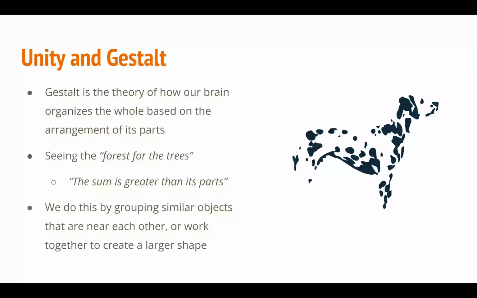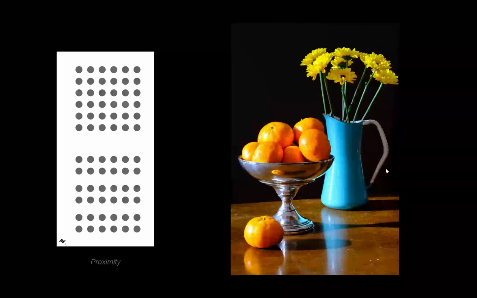So on that note, we have this concept of Gestalt. Gestalt is this theory that our brain, again, is organizing an image into simpler pieces. This is where you would say the sum is greater than the parts, or how you see the forest instead of the individual trees. So we group similar objects that are near each other or work together to create a larger shape. This is a good example here: despite this just being a bunch of random blobs, they work together to create a larger form that we can understand, and that's all done by grouping and aligning the shapes.